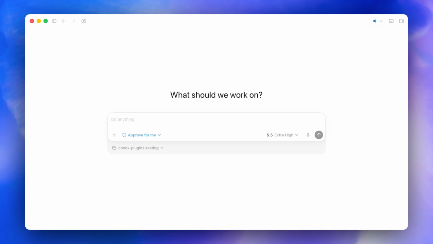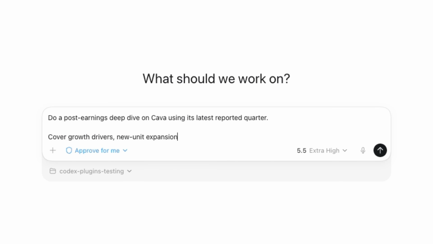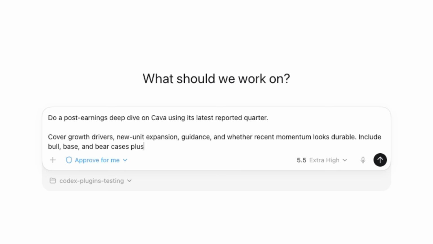The OpenAI public equity investing plugin helps investing teams change the way they work. It addresses one of the biggest pain points in public equity research, turning scattered company, market, and web data into a clear, actionable investment view inside one streamlined workflow. Here we're going to jump into a post-earnings analysis and understand what changed, what matters, and what to do next.